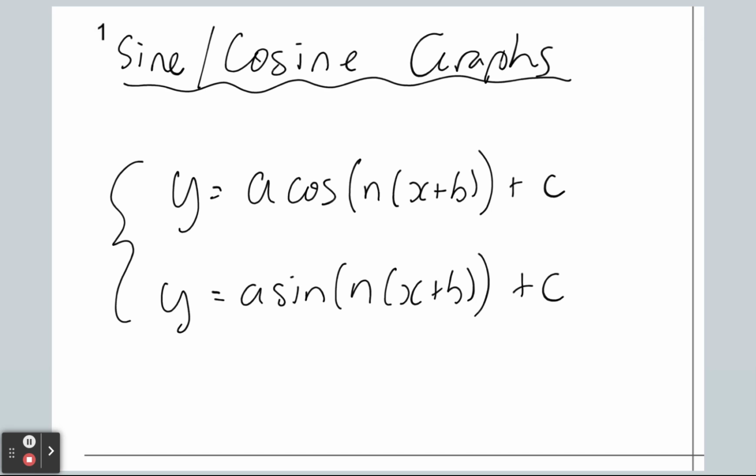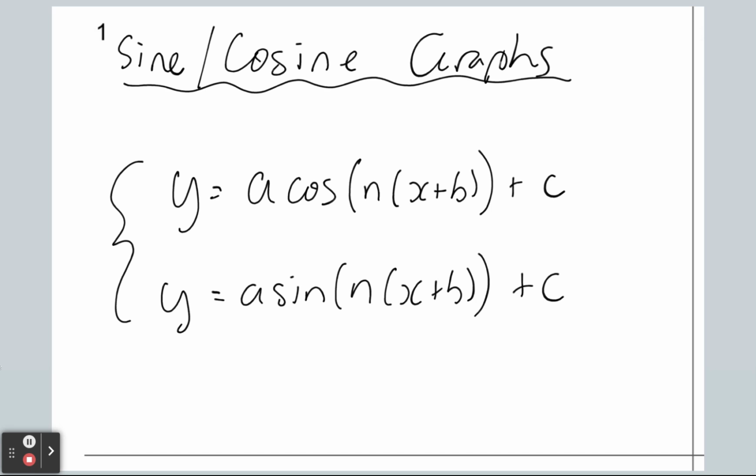So a sine and cosine function is anything which looks like this. The values of a and n may be just 1 and therefore implied, not to be seen. B and C might be 0 and therefore implied as well, i.e. not to be seen. But generally speaking, that is the form of it.